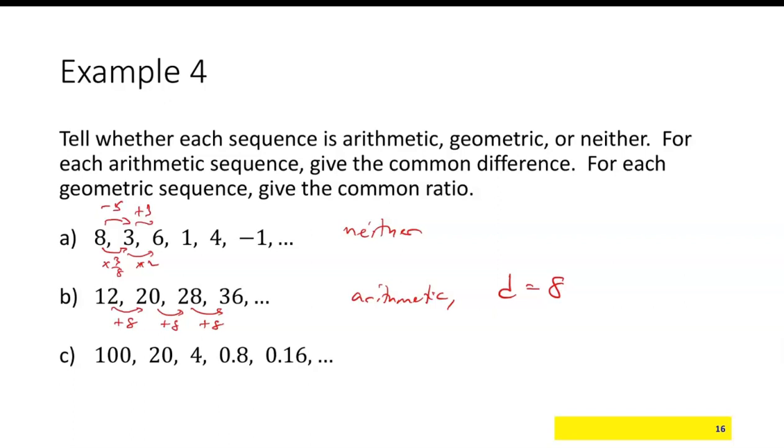And then for the last one, 100 to 20, well, 20 divided by 100 is 2/10 or 1/5. And then 20 times 1/5, or 20 divided by 5, is 4. And then divide by 5 again, that would be 0.8. Divide by 5 again, 0.8 divided by 5 is 0.16. So this would be geometric, where the common ratio is 1/5.